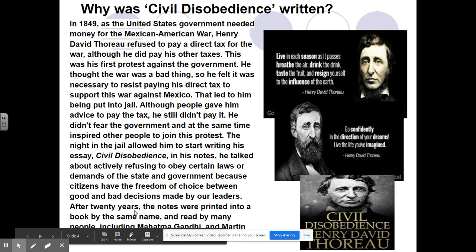After 20 years, the notes were printed into a book by the same name and read by many people, including Mahatma Gandhi and Martin Luther King Jr. So that is civil disobedience.